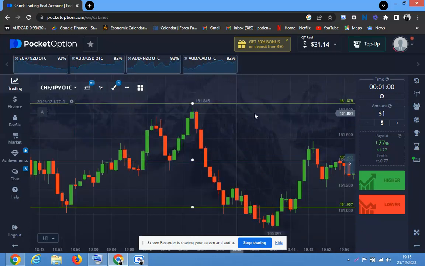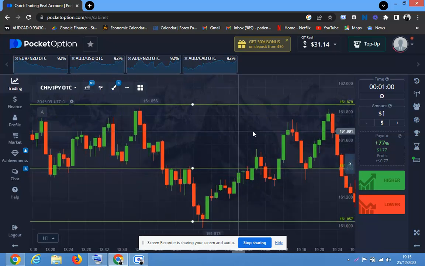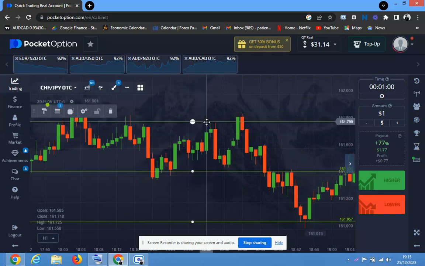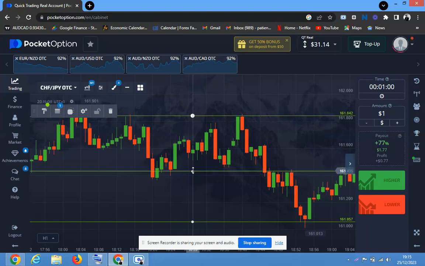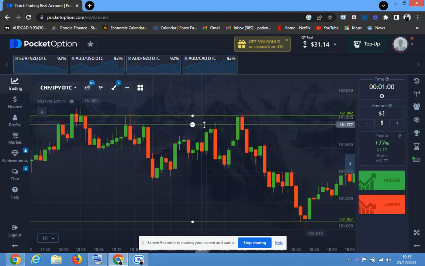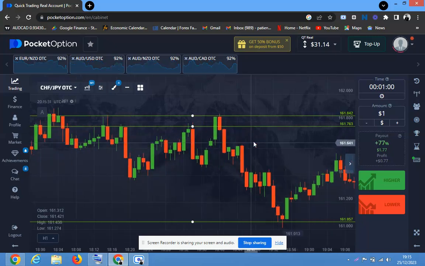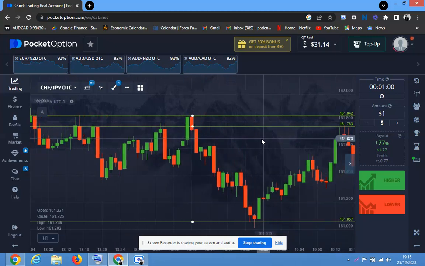This broker is quite different from IQ Option. In IQ Option, I can draw the zone perfectly, but here I have to be careful because sometimes this is not as accurate as IQ Option. So IQ Option is still the best binary broker. Okay, so here you have to look at if the price touches this level, we should execute the trade.